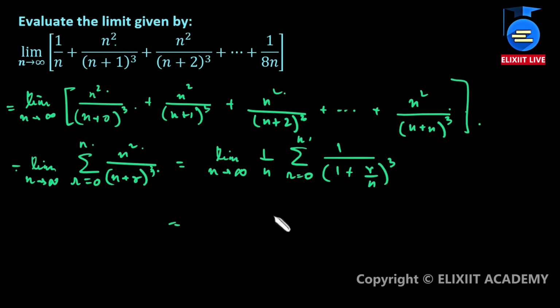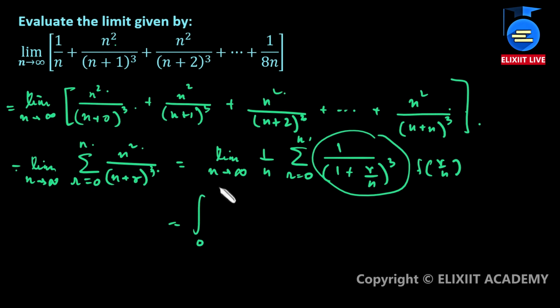So now what do we do? Now this is our standard formula. This is a function of r by n. Now we replace this by integration 0 to 1, because the integration limits of this sigma go from 0 to n. So this is integration 0 to 1 dx upon, the function is what? 1 upon 1 plus, replacing r by n by x, so we have 1 plus x the whole cube. Our function f(x) is basically 1 upon 1 plus x the whole cube. Clear? That's what we are having.